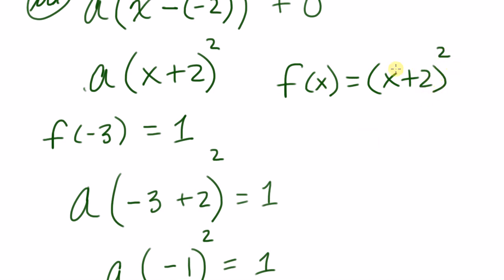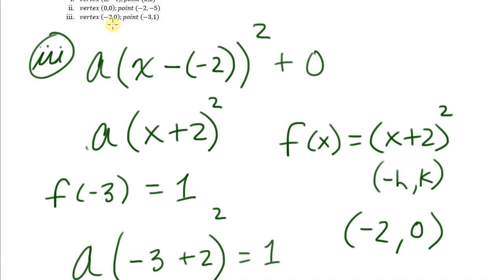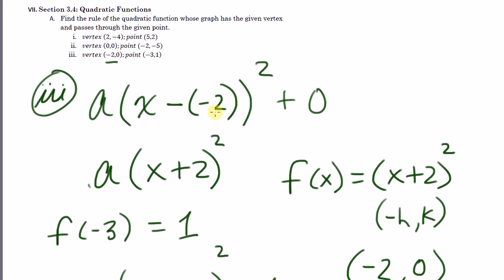And if you were asked to find the vertex here, what's the vertex? It's the opposite of h comma k. H is 2, so it's the opposite, and k is out here. There isn't one, so it's 0. And does that negative 2 comma 0 match that? It does. So let's move on.